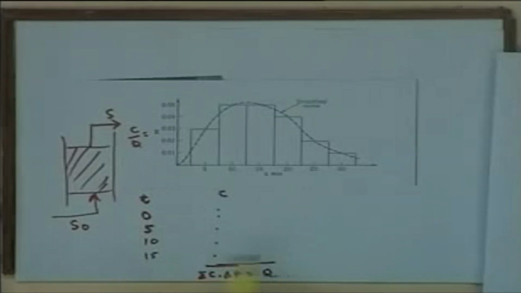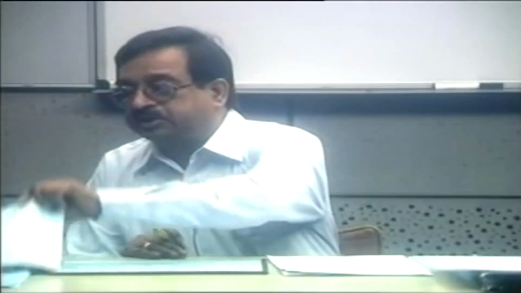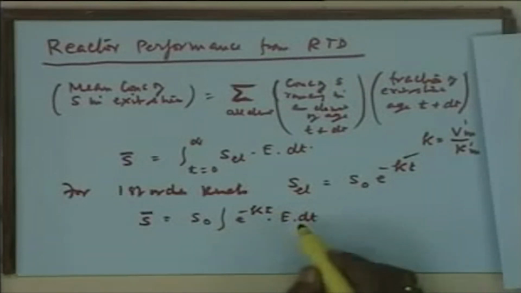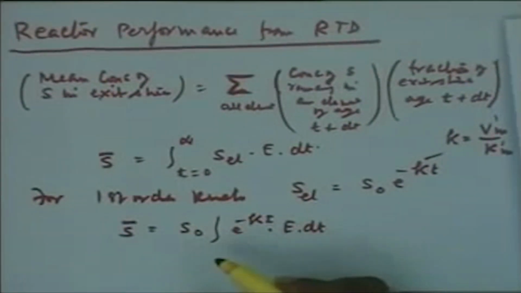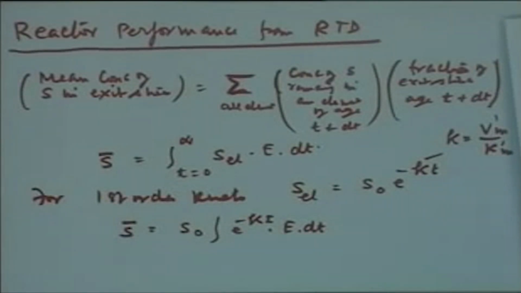One can do that, and then one can substitute or write down this integration term in terms of sigma S0 into e to the power minus k into t at different times t, and sum it over, and you will get the concentration of the substrate remaining unreacted in the exit stream as a function of flow behavior and reaction kinetics.